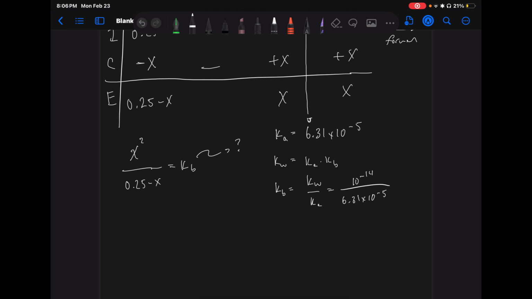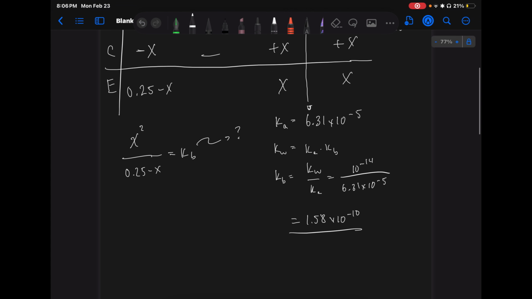Once we do that, we will get a value of, but I gotta enter this in my calculator, 1.58 times 10 to the negative 10. So this is our Kb value, and we could input this into our equilibrium concentration formula, equation, or whatever we call it.